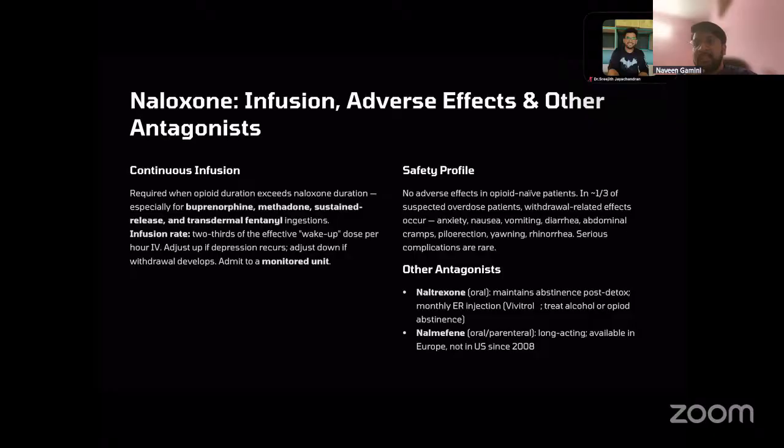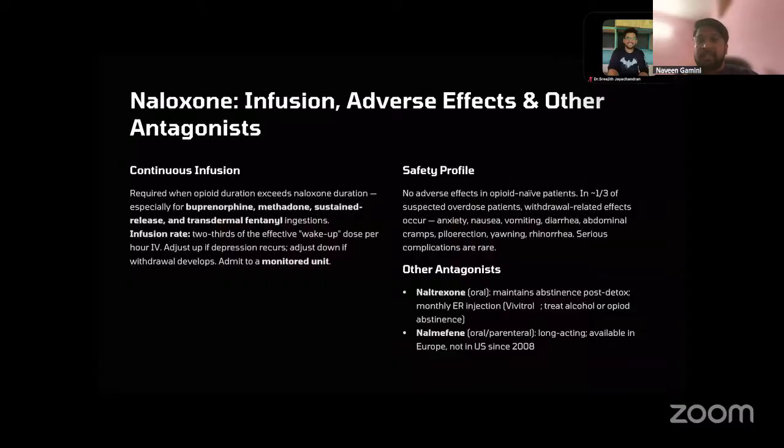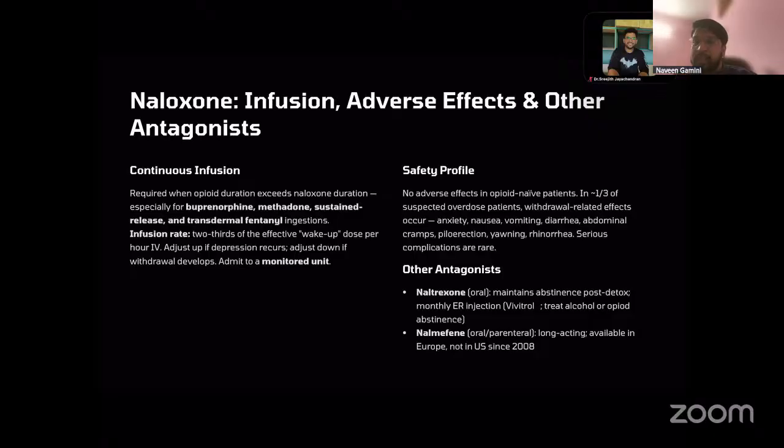I think in OP poisoning, as you learned, you add up the atropine dose and you give 20 to 30% of it. Same like that, in this naloxone infusion, we give 2/3 of the total dose which was used to wake up the patient. And we use it specifically for these opioid drugs which patients use, if it's buprenorphine, methadone, or the sustained release or transdermal fentanyl injections. And once we start the infusion, we need to admit the patient to a monitored unit.